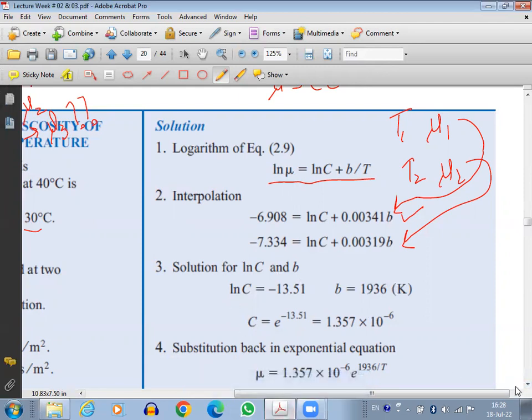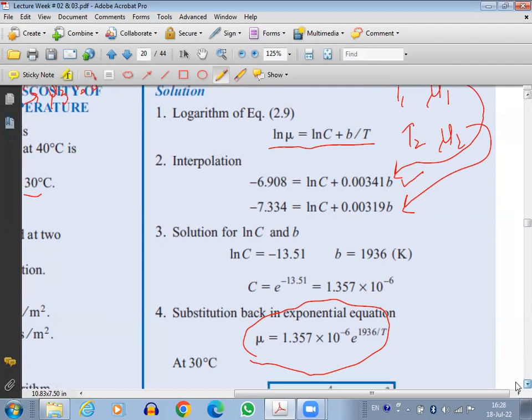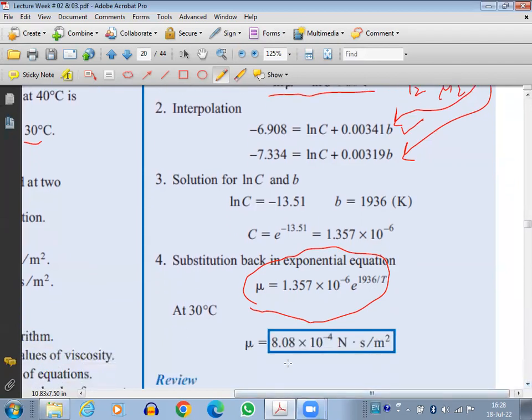So now I have this equation. Now this is the equation for this fluid. Mu is equal to C e power B divided by T. So now at a given temperature, I need to find what is the viscosity. I will place that temperature, and at 30 degree, I can find out what will be the viscosity. So the viscosity comes out to be this.